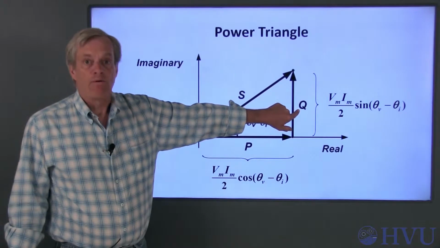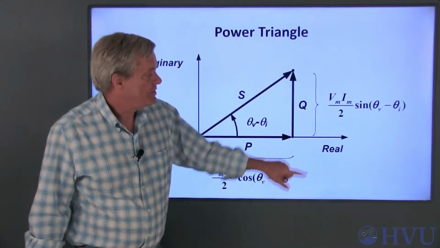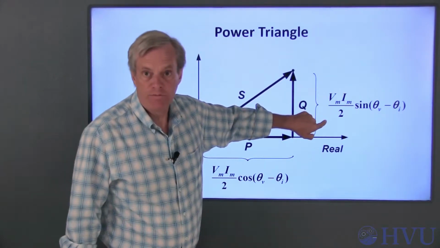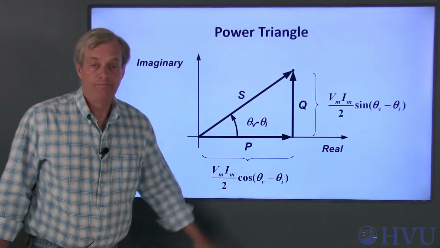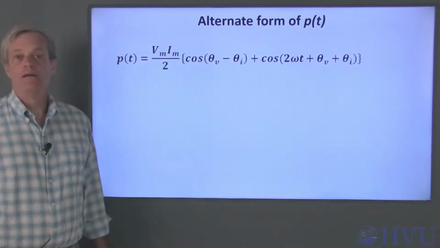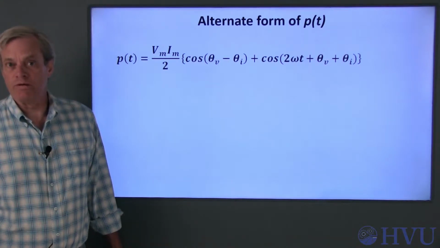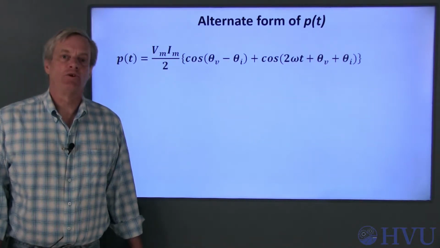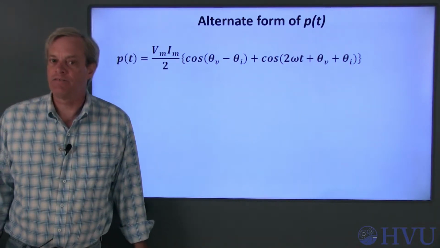The reactive power, Q, is in the imaginary direction, and its magnitude is the magnitude of S, Vm Im over 2, times the sine of theta v minus theta I. Understanding the differences between real and reactive power is important, so I want to go back and take another look at instantaneous power in the context of real and reactive power.